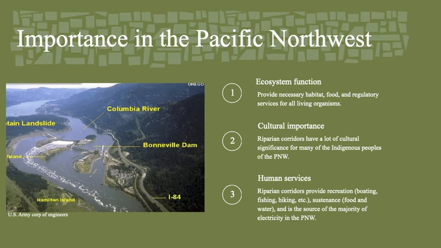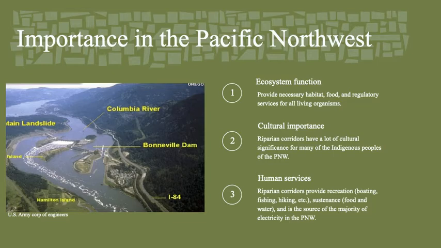So in my presentation, I'm going to be talking about three main ways that riparian corridors are important and why riparian ecology is a very important subject to be studying. The first one I'm going to talk about is how they affect ecosystem function. And so like I just said before, this is how it provides habitat for the living things in that area, and then also the regulatory services of nutrient cycles.